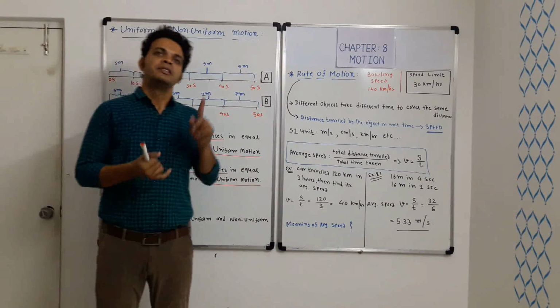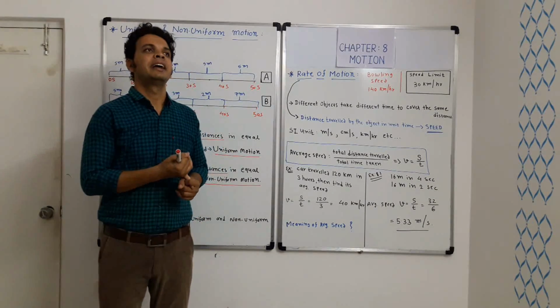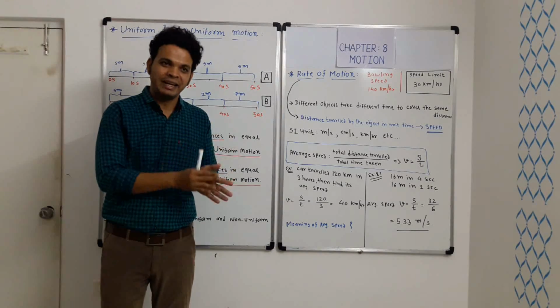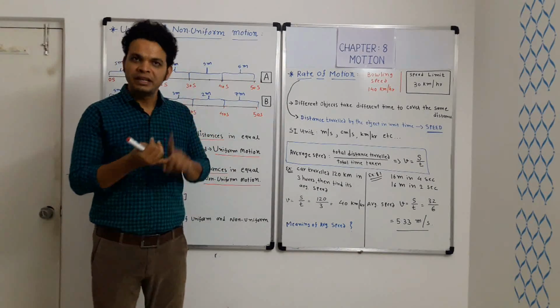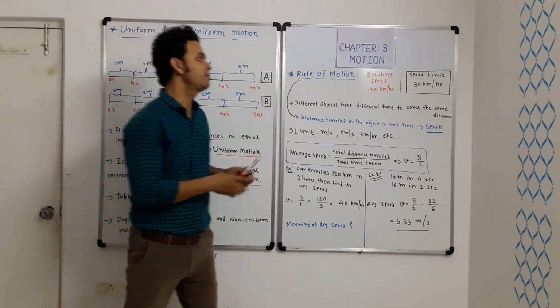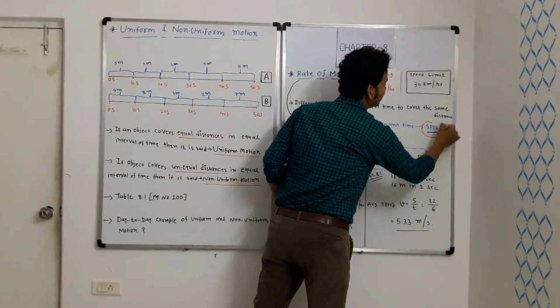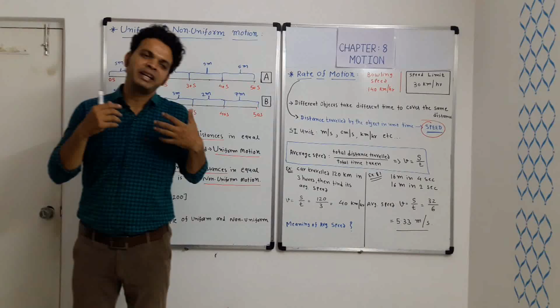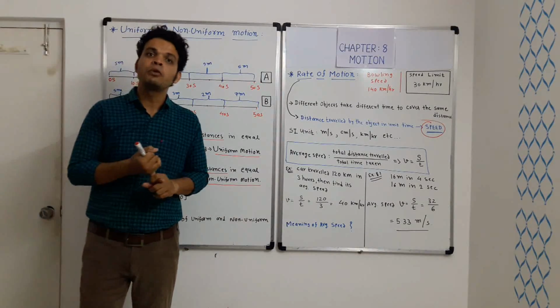So here the speed of the car is higher, the speed of the scooter is in between cycle and car, and the speed of the cycle is lowest. So rate of motion is nothing but the speed. Okay. We also come across this thing in day-to-day life, the speed of doing work.